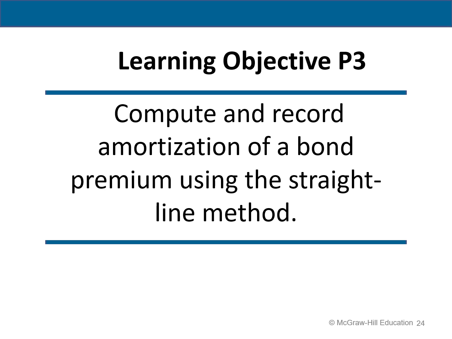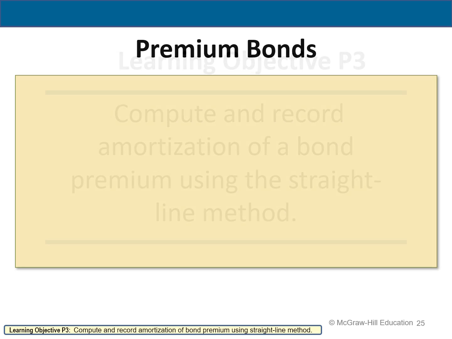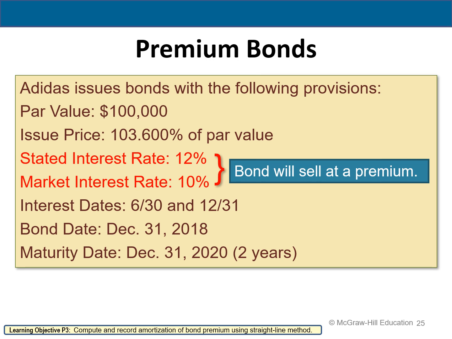All right, so computing and recording amortization of bond premium using the straight line method. So when the market rate is less than the stated interest rate, the bond's going to sell at a premium. Or rather, I should say when the stated interest rate is greater than the market rate. Okay.